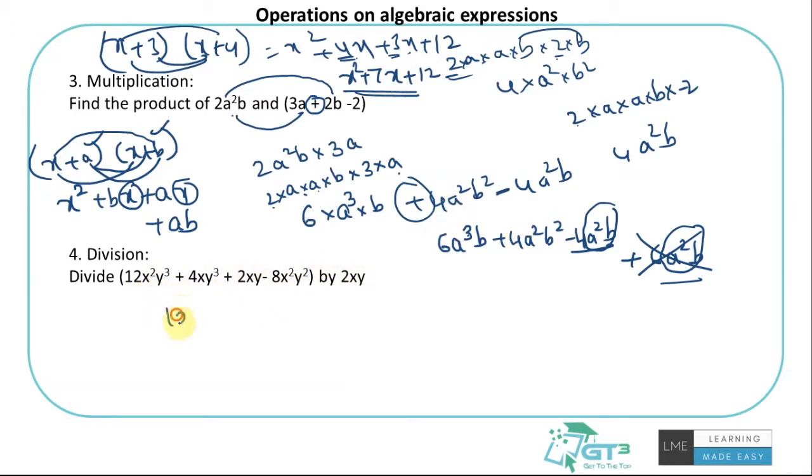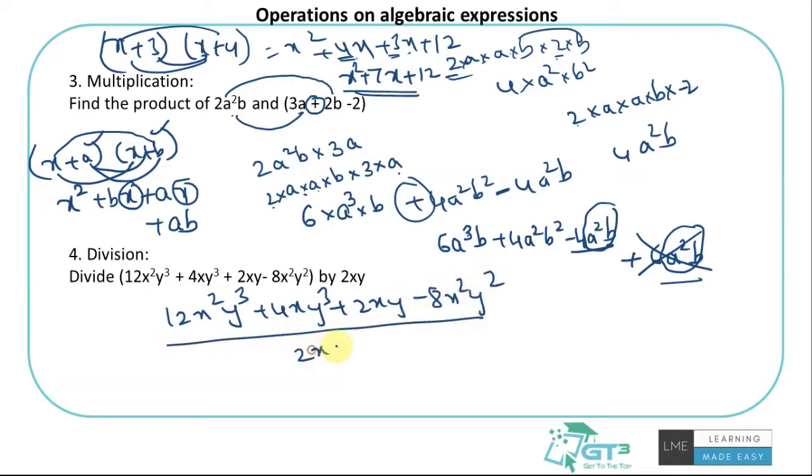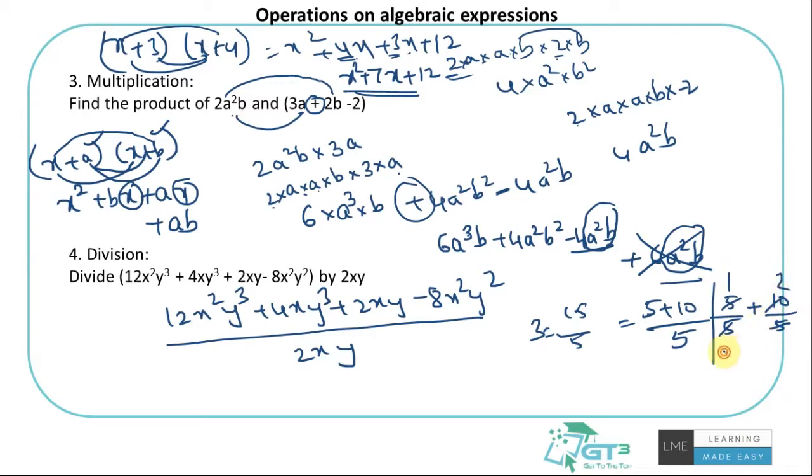So 12x square y cube plus 4x y cube plus 2xy minus 8x square y square, divided by 2xy. If you know the very basic concept of fractions, that is, if I say 5 plus 10 by 5, right? I know 5 plus 10 is 15, by 5 is 3. This is one way to do. The other way is, this plus this by this can be broken into 5 by 5 plus 10 by 5. Right? So 5 ones are 5, 5 twos are 10. So this will become 1 plus 2 equals 3. This is how I can break fractions.